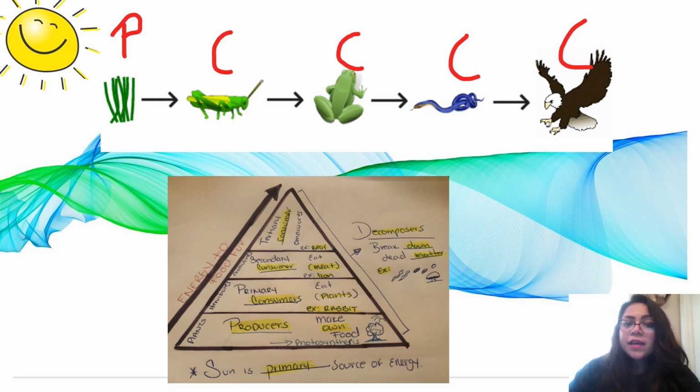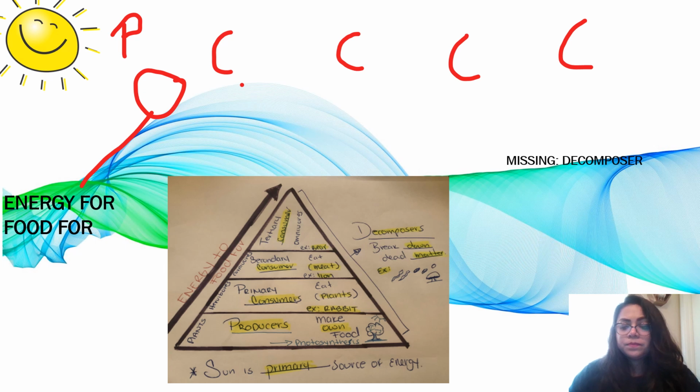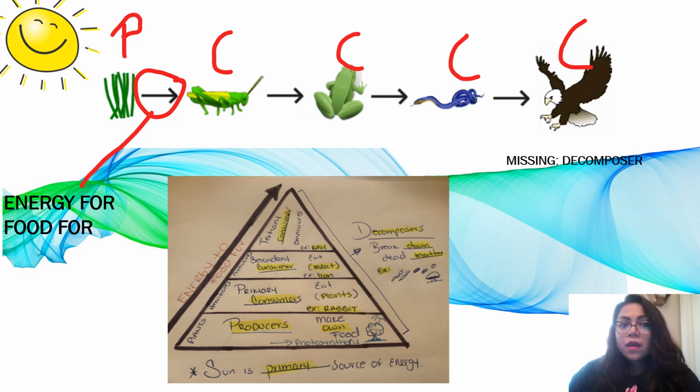What I do next is I will circle one of the arrows to make sure I write down and that I know what the arrow means. Arrow means energy for, food for. And I also put a note here that there's a component missing. The decomposer is missing. So I just write it down to show that I know that the decomposer is missing.